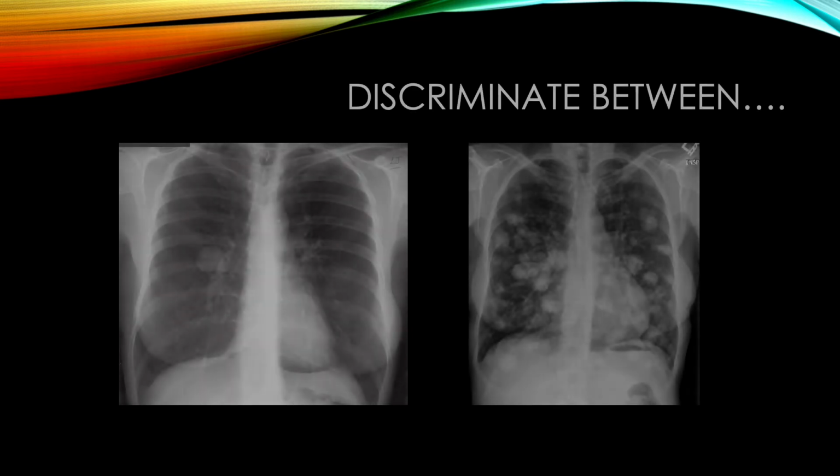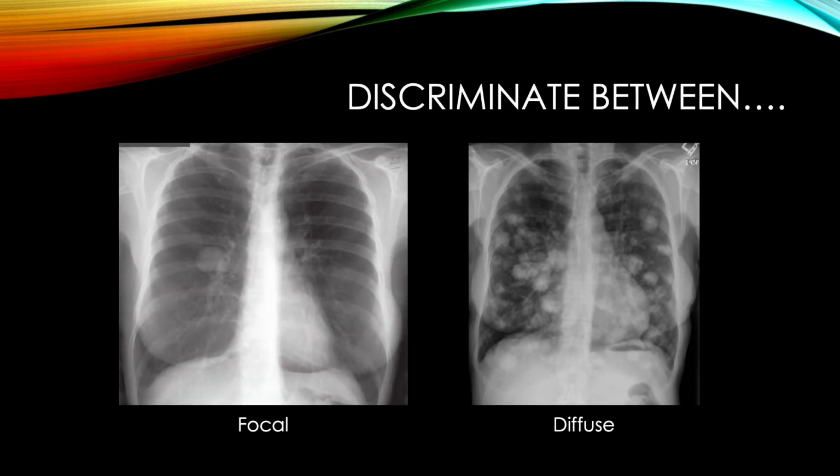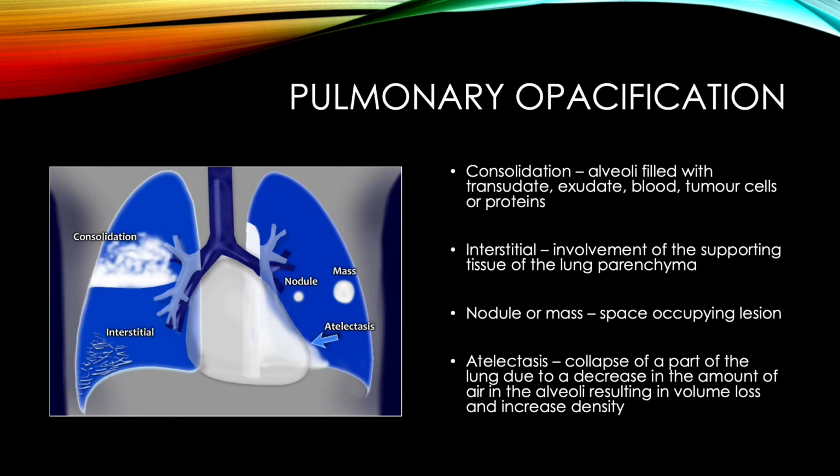To begin, differentiate between focal and diffuse disease, as this will lead to a different list of differentials. Then, describe the abnormality. Lung abnormalities are mostly present as areas of increased density, which can be divided into the following patterns: consolidation, interstitial, nodule or mass, or atelectasis. Any pathologic process that fills the alveoli with fluid, pus, blood, cells, including tumor cells, or other substances, resulting in lobar, diffuse, or multifocal ill-defined opacities, is referred to as consolidation.